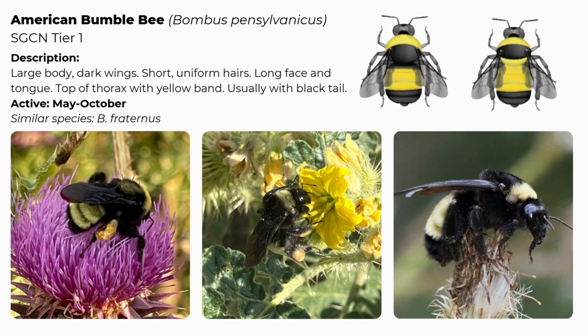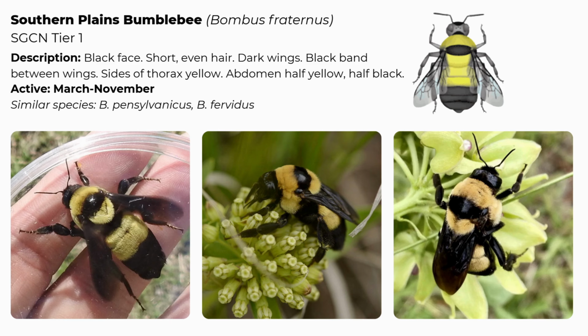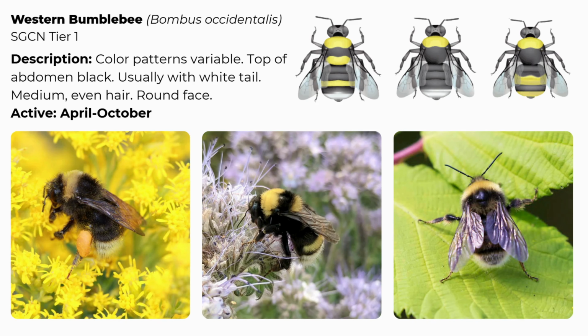Appearing very similar to our American bumblebee, we also have in our area the southern plains bumblebee, Bombus fraternus, flying from March through November-ish, and she has a little bit larger of a dark segment on the back of the abdomen as compared to the American bumblebee, but she's also a possibility to see out on our surveys. The western bumblebee has several different color patterns, but most noticeably, many of those patterns include a white rear of the abdomen, so a little white tail, it looks like. And these are pretty exciting to see because they have been spotted in urban areas like Fort Collins before, and these are a tier 1 species.